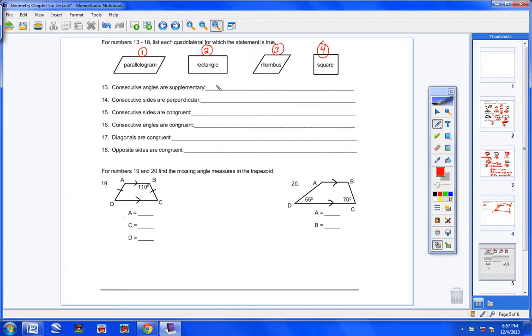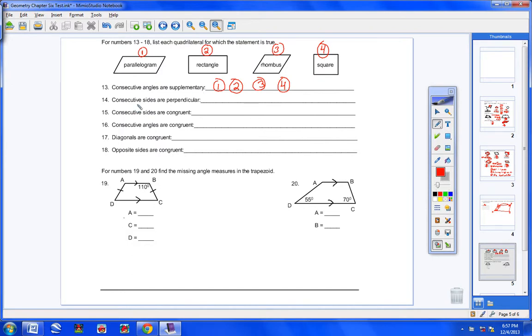We know that's true for parallelograms. Hold it, a rectangle is a parallelogram, so we know it's true for a rectangle. Hold it, a rhombus is a parallelogram, so we know it's true for a rhombus. And hey, a square is a parallelogram too, so we know it's true for a square. So all 4 of these objects have consecutive angles that are supplementary.